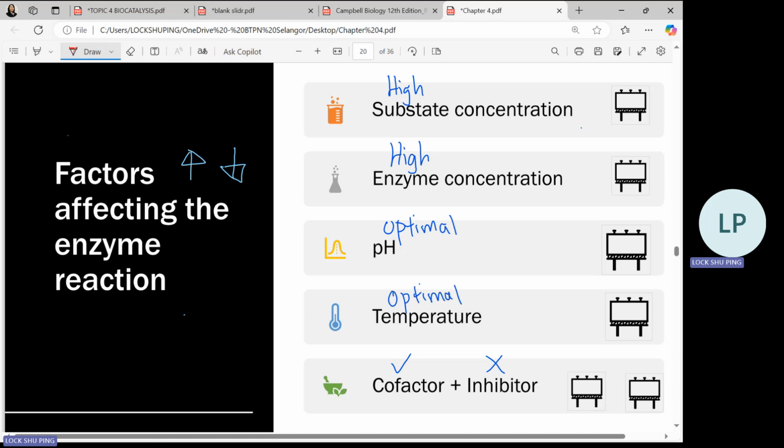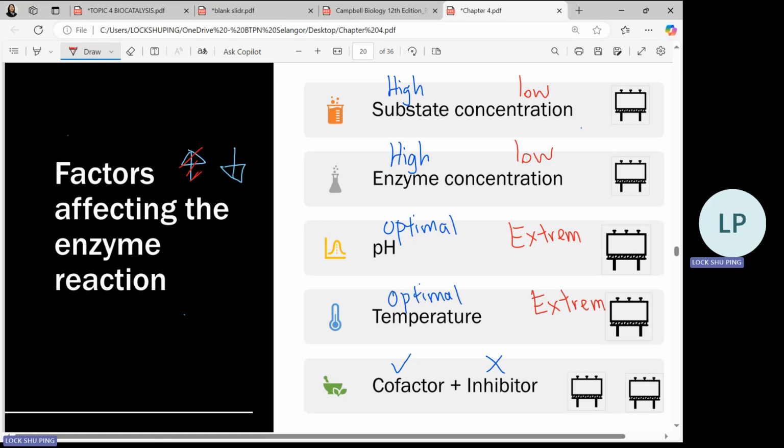But how about lowering? Today, lowering, which I'm going to write in red color: what are the factors that can lower the effect of the enzyme? When you have a very low concentration of the substrate, very low concentration of the enzyme, and the extreme pH is present, and also the extreme temperature is present.